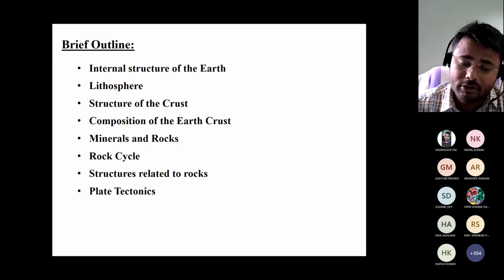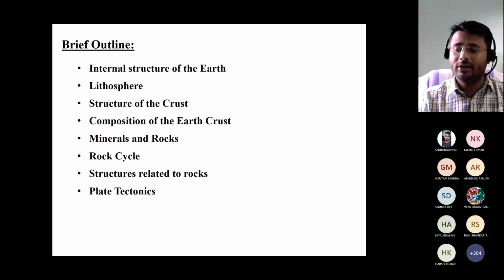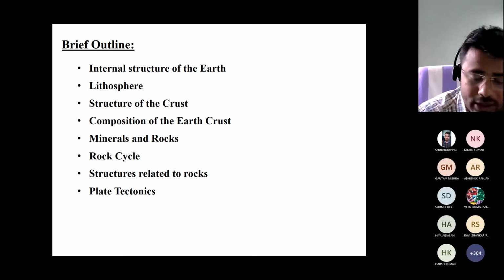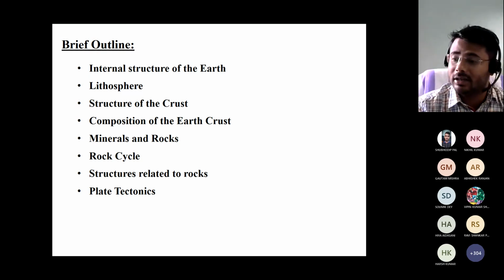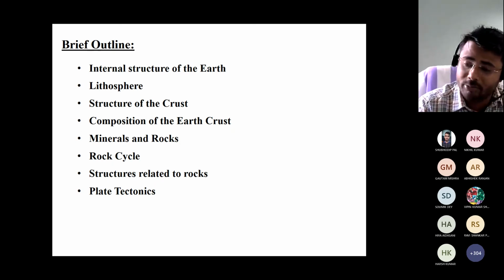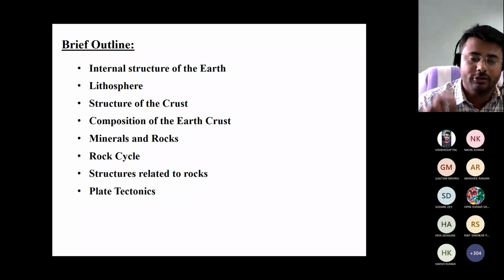We will be discussing the internal structure of the earth in the lithosphere part, followed by understanding which part of the internal structure of the earth is known as lithosphere. Then try to understand the structure of the crust, followed by composition of the earth crust, why this is important, minerals and rocks, rock cycle, structure related to rocks, and lastly plate tectonics. This is all about lithosphere.